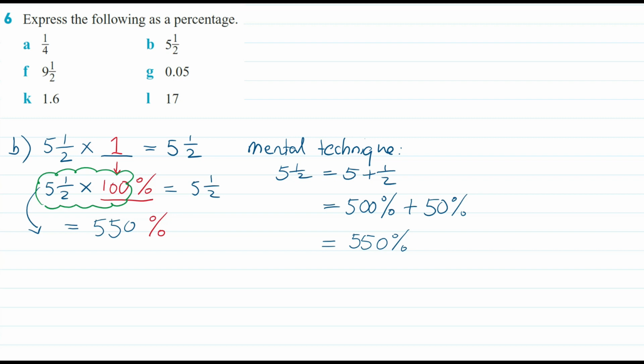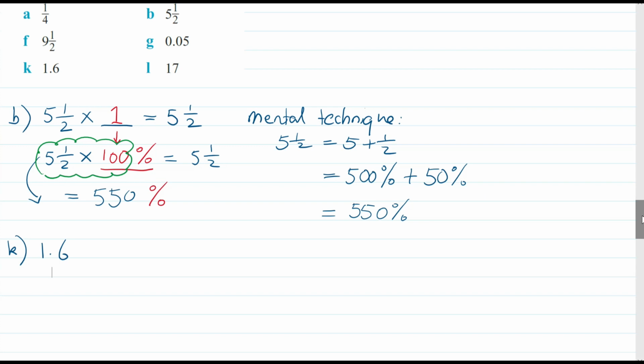Let's now have a look at question K. In question K, we have number 1.6. And we're going to approach this in the same way as we did with part B. Okay, so what you'll ask yourself is, what can I multiply 1.6 by in order to get itself? Okay, and the answer will obviously be 1. And the other way to write 1 is simply to write 100%.